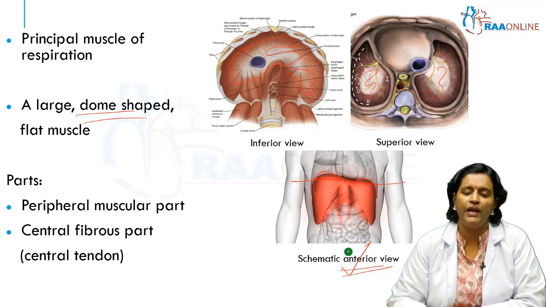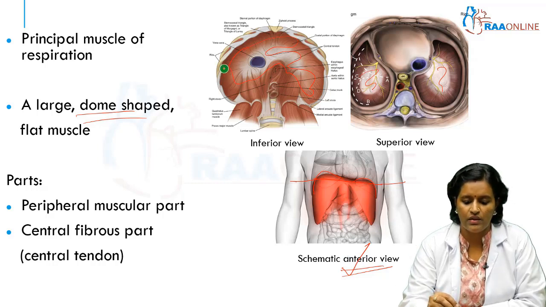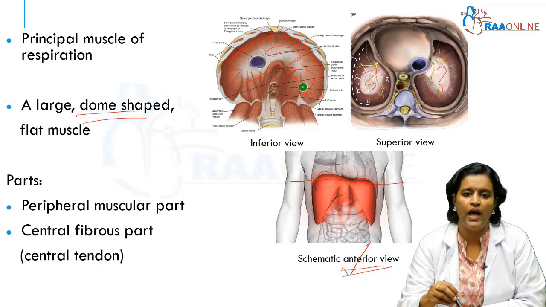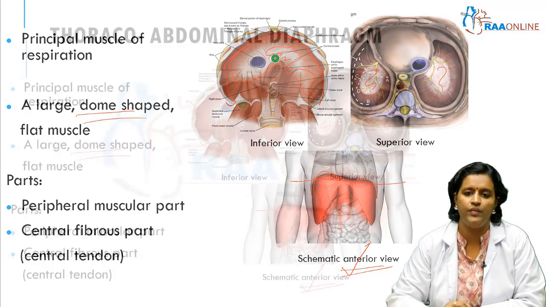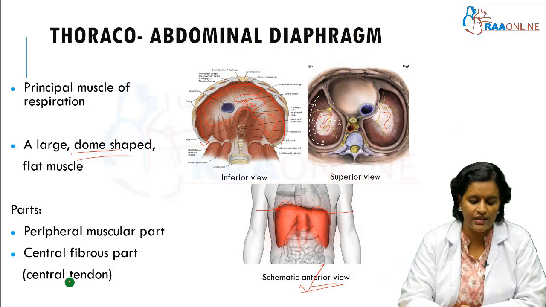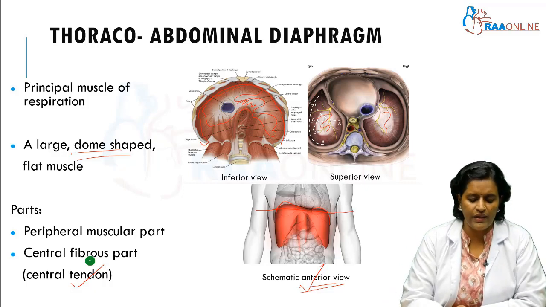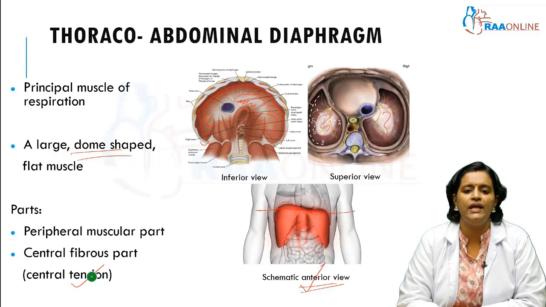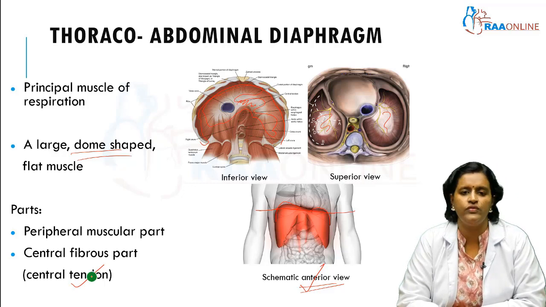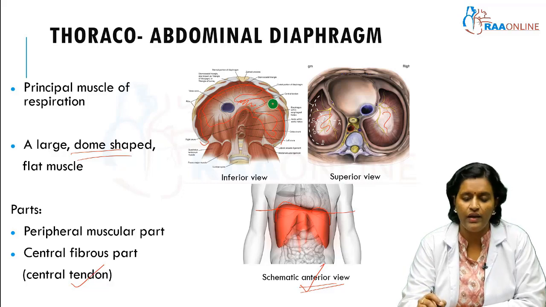So, it is a large, flat, dome-shaped muscle. And it has mainly two parts. One is the peripheral part, which is present at the margins, and the other one is the central part, which is shown in white color. Here is the central part of the diaphragm, which is otherwise known as the central tendon. That is why it is white in color in gross appearance. As it contains collagen fibers, the tendon appears white in color, whereas the periphery of the diaphragm is fleshy and it is shown here in brown color.